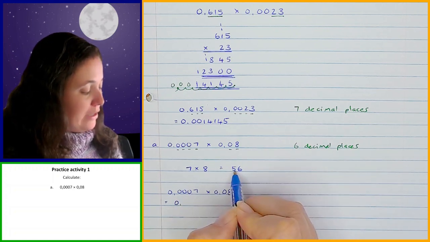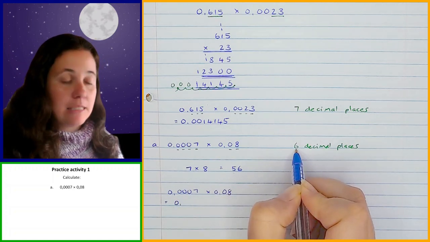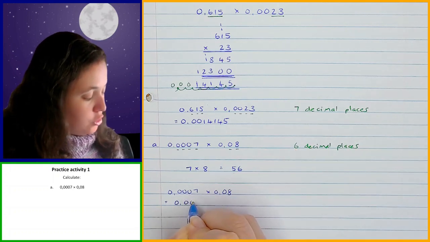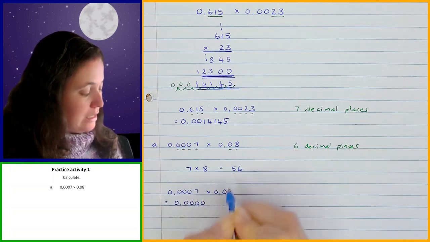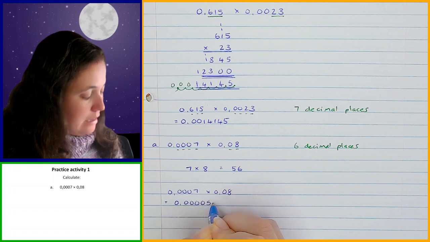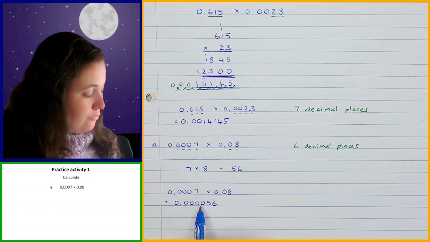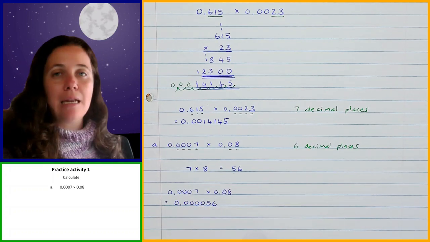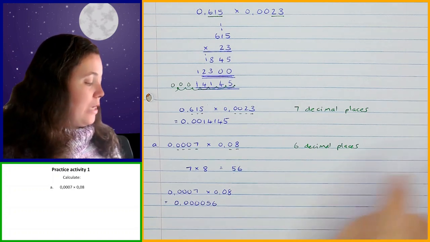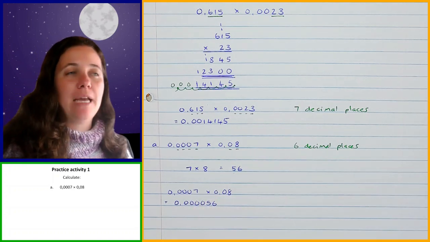So I've got 2 over here. I need 4 more to get 6 decimal places. So I'm going to have 1, 2, 3, 4 zeros, and then the 5, 6. And now if you check it, we've got 1, 2, 3, 4, 5, 6 decimal places in our answer over there in our product. Okay, so that's what you should have got for question A.